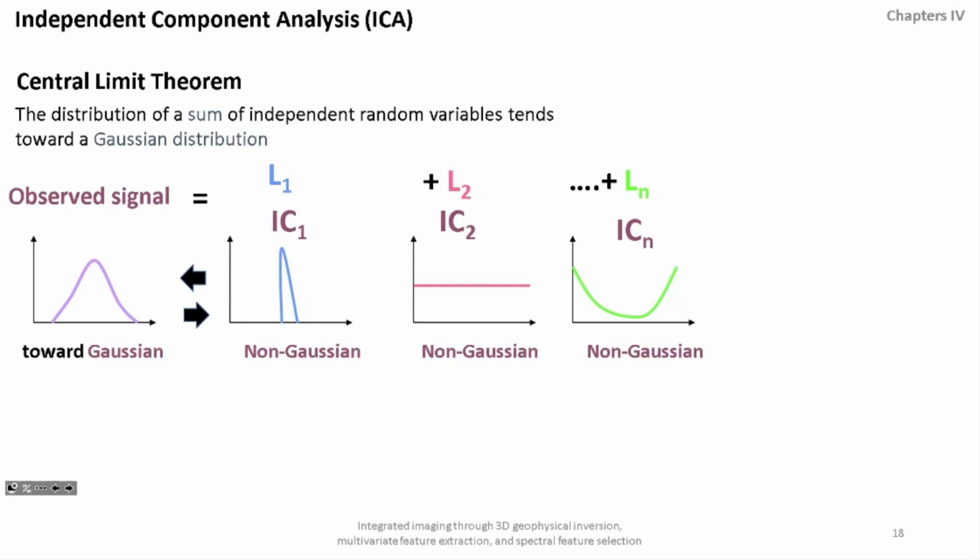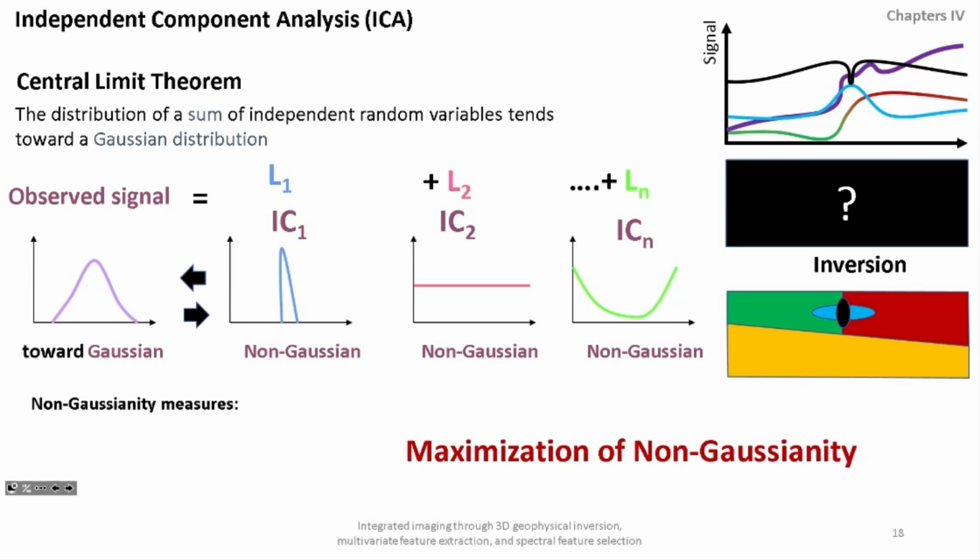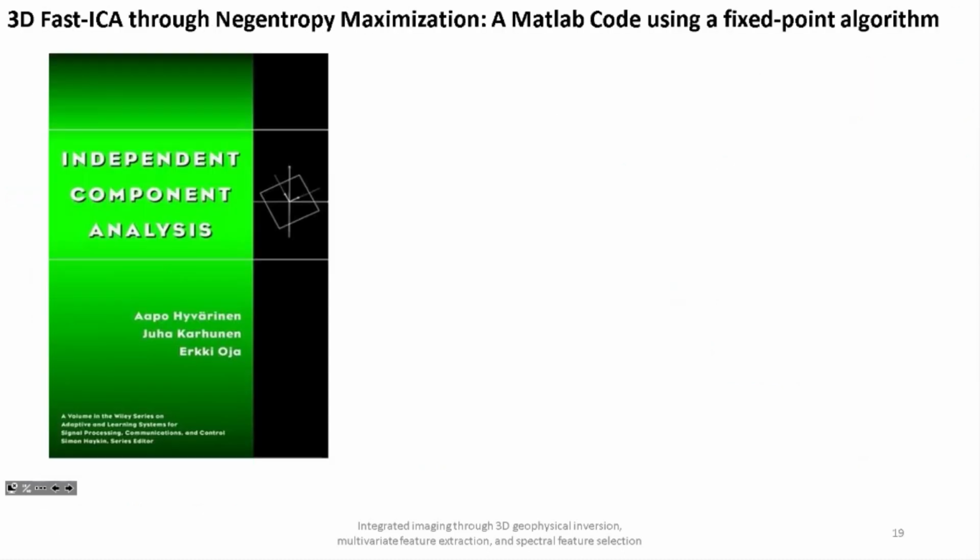There are several statistical measures of non-Gaussianity, and different algorithms are available to approximate them, like skewness, kurtosis, and negentropy. We showed in this thesis that negentropy maximization is a more stable and more accurate algorithm for 3D source separation compared to other methods.